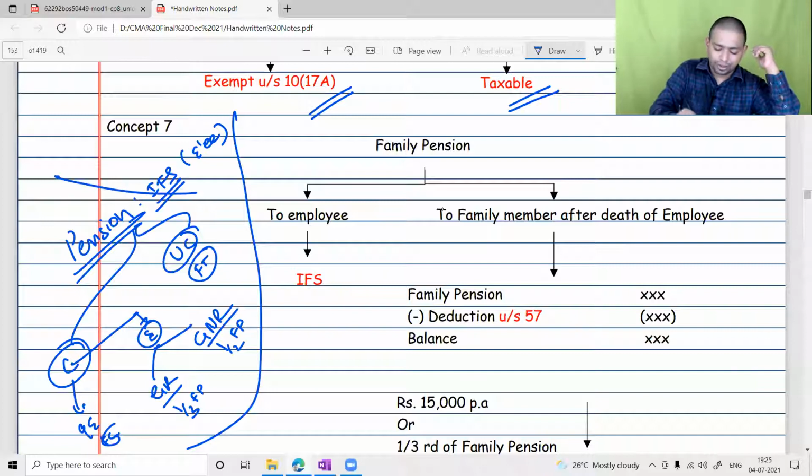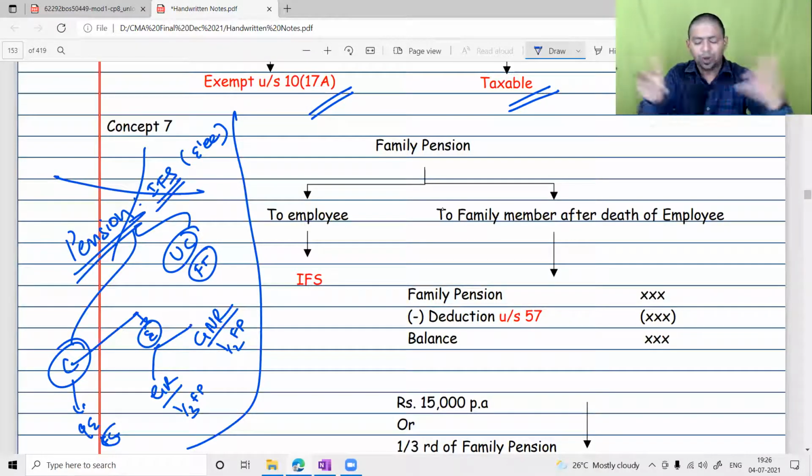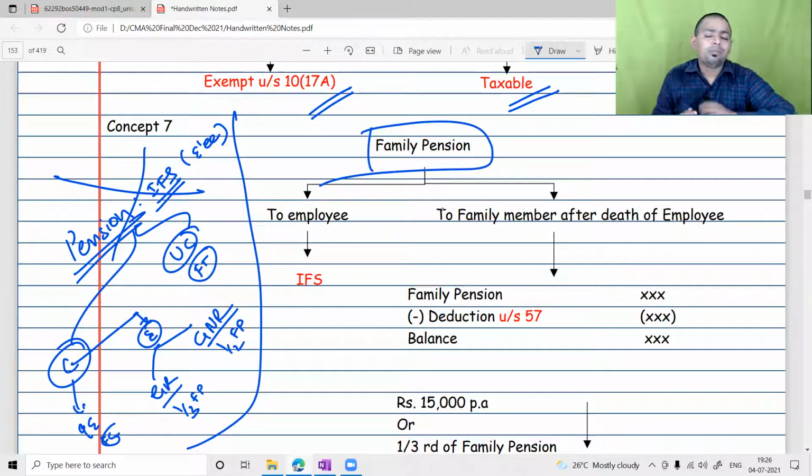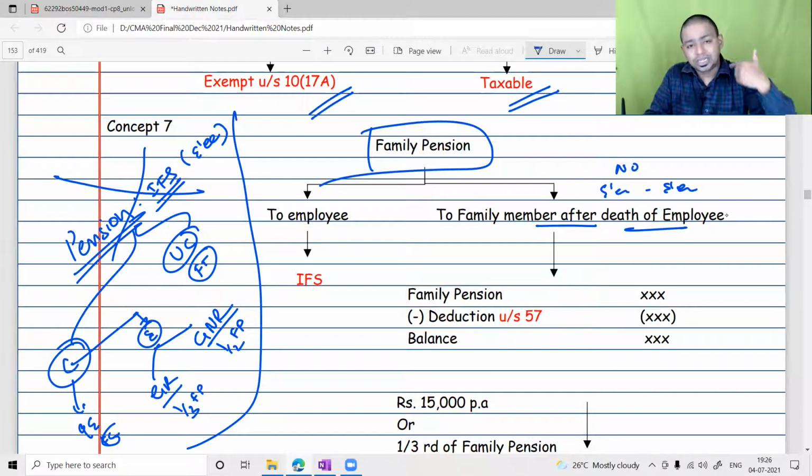Imagine the employee has died. Obviously, all this taxability will not arise. Now the family, a widow or legal heir of the employee, is receiving pension from the employer on a monthly basis. Please understand, it is a family member after the death of the employee. Because family members do not have an employer-employee relationship, a family pension received by the widow of the employee should be taxable under IFOS head. Now it is taxable under IFOS head, but it provides a deduction under section 57.